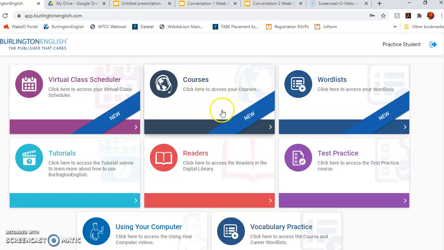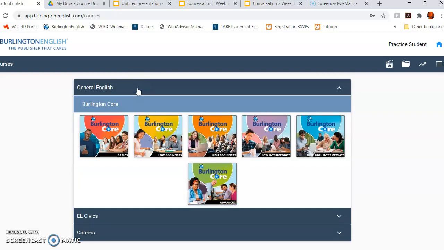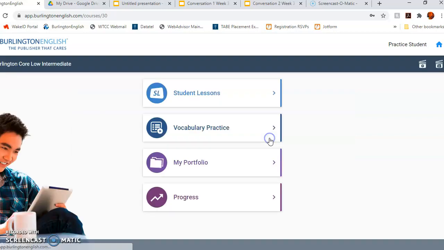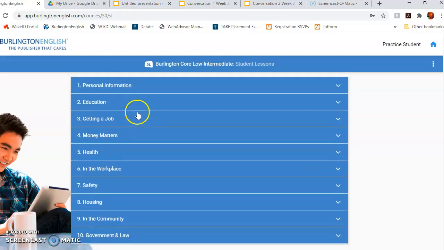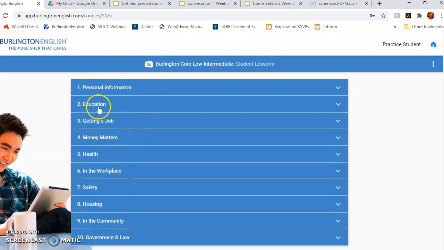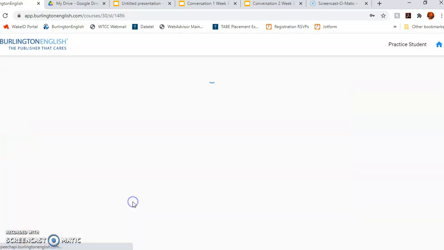So you're going to log in as usual. Always remember to check away from school is where you're practicing. And then we're going to click here into courses. We're in our General English Burlington Core. And today we're going to look in the low intermediate level in student lessons. And to show you, remember you have 10 on most all of those books. And we're all the way down here in government and law. And the lesson is here in 6, grammar.